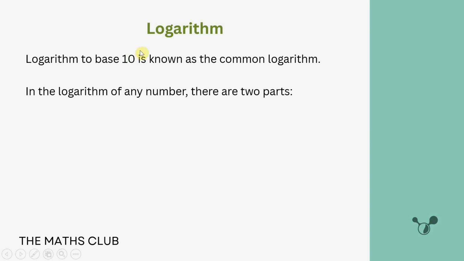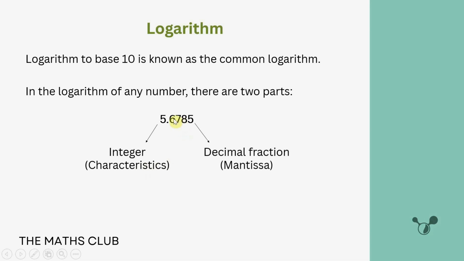So in the log of any number, there are two parts. Let's take for instance, this is the value that we get when we check the logarithm table: 5.6785. The first part is the integer part of the logarithm, known as the characteristic, and the other part is the decimal part. This 0.6785 is a decimal fraction, known as the mantissa. So the whole number part is known as the characteristic and the decimal part is known as the mantissa.